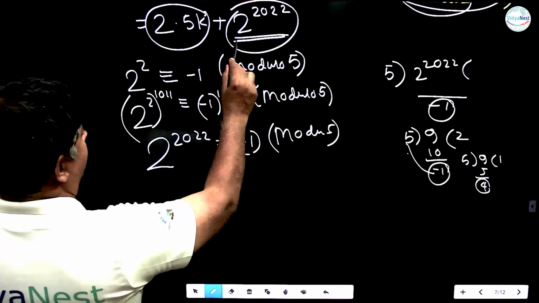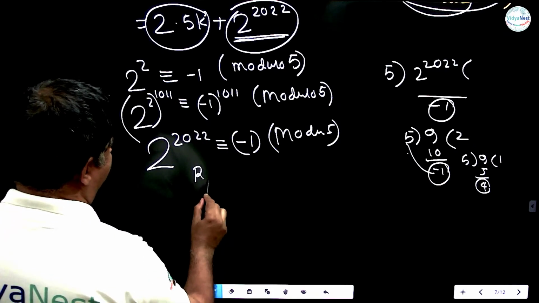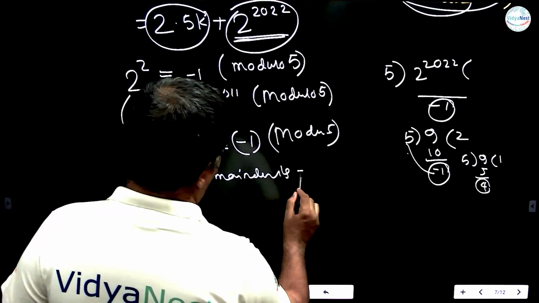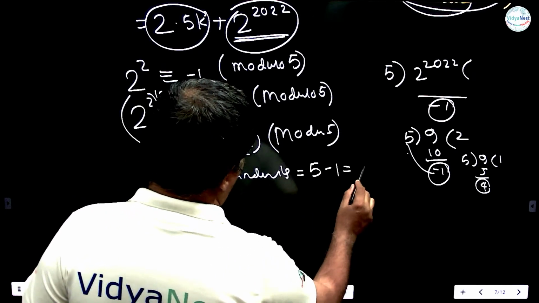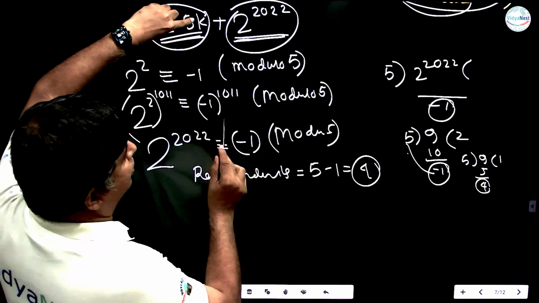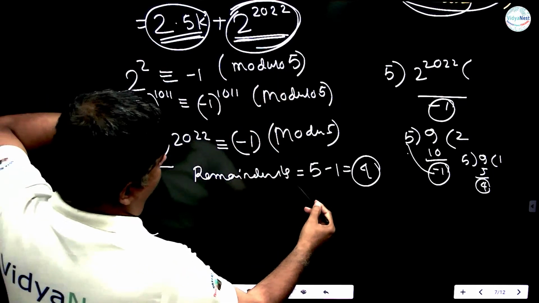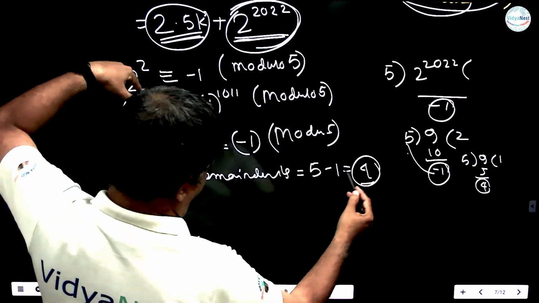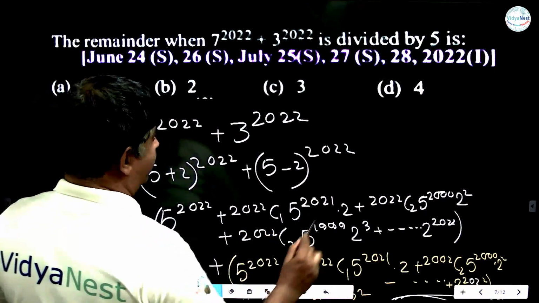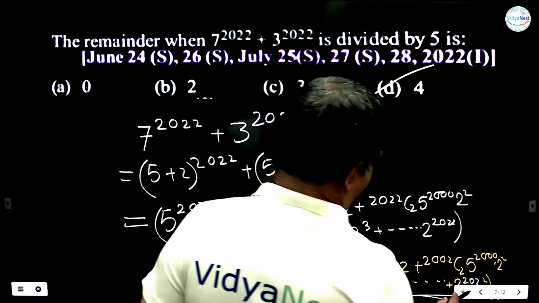So in this case, the remainder is 5 minus 1, which is 4. See, the first part is divisible by 5, so there is no question of remainder. And for the second part, if you apply Fermat's law, you will get remainder 4. So the remainder is 4. Option D is correct. Okay.